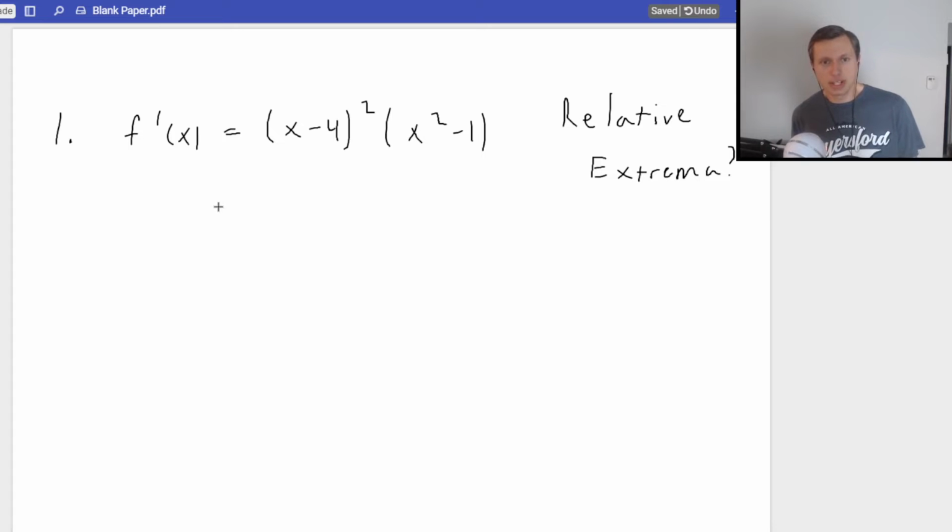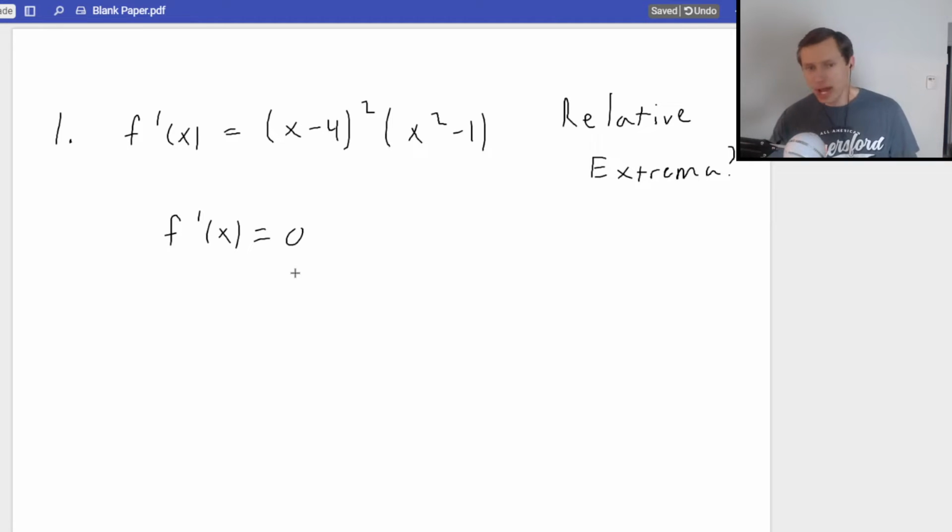Okay, so f prime of x equals x minus 4 squared times x squared minus 1. How do we find relative extrema? What we're going to do is set the first derivative equal to 0. Since I gave you the first derivative, you're setting this equal to 0. Do not take the derivative of this, because that would be the second derivative. And what do we use the second derivative for? Only for concavity and points of inflection, which is not what this question's about. First derivative is how we find maximums and minimums, extrema.